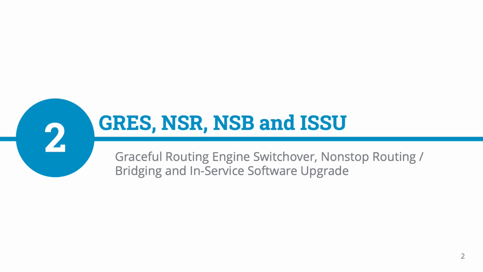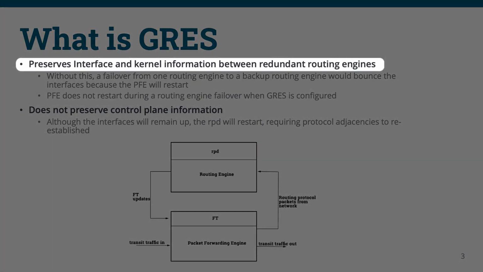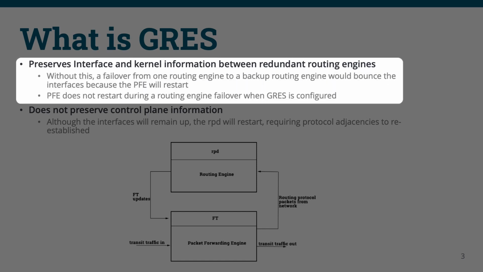Let's jump in and start off with reviewing what GRES is. Graceful Routing Engine Switchover, or GRES, is used to synchronize the kernel information between redundant routing engines. Without this configured, if a failover from the active routing engine to the backup were to occur, then the interfaces would all bounce, and there would be a delay in bringing them back up since the packet forwarding engine would restart. When GRES is enabled, the PFE does not restart, and the interfaces all remain in their current state when a routing engine switchover occurs.